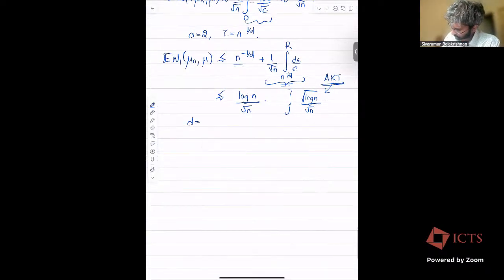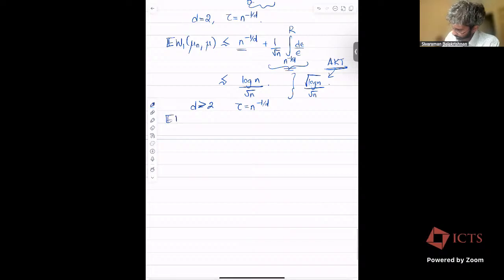And then once d is bigger than 2, you can do the same argument. You would again take this truncation to be n to the minus 1 over d. And once again, your entropy integral will diverge.